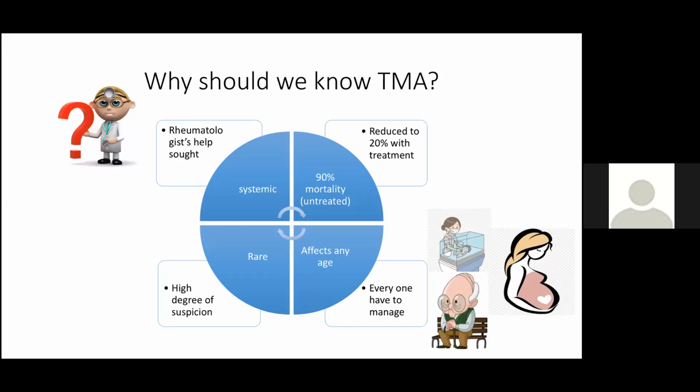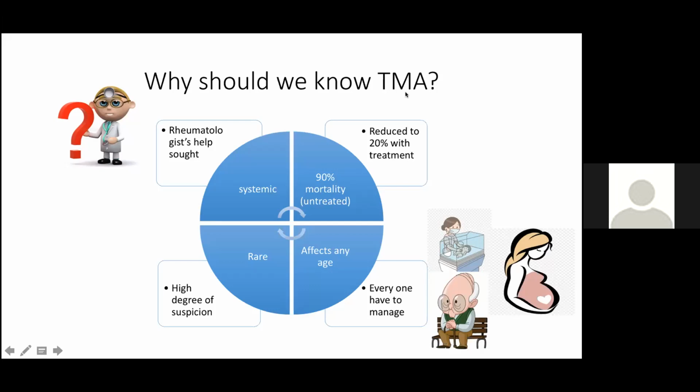Thrombotic microangiopathies are diseases with very high mortality. Some of the diseases actually have 90% mortality if left untreated, and with treatment, we can reduce the mortality significantly. Therefore, we have to act promptly. We might not have enough time to refer and come back and initiate the treatment, so we have to keep some idea about these diseases at the back of our mind so that we can start the treatment as quickly as possible.